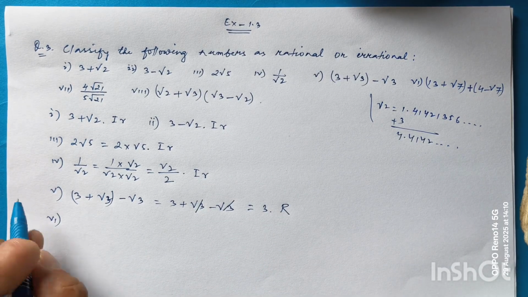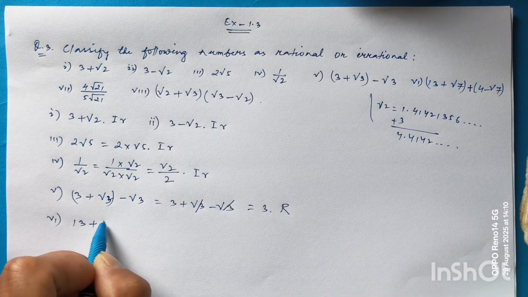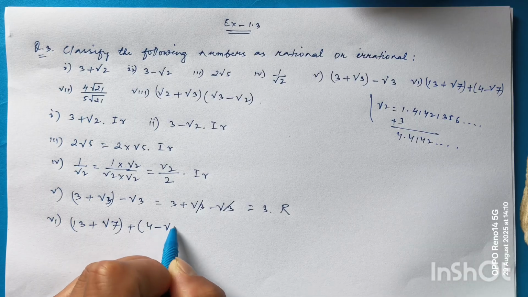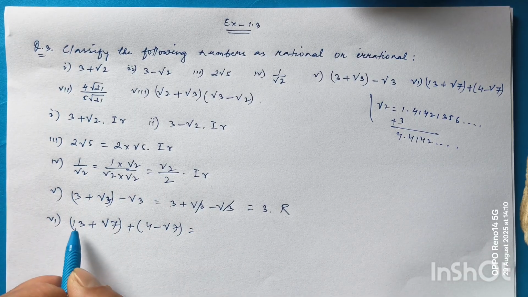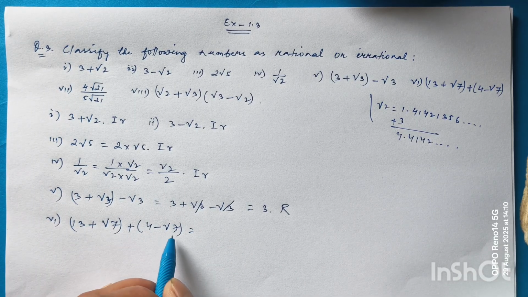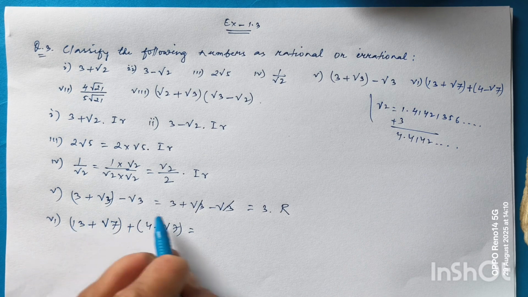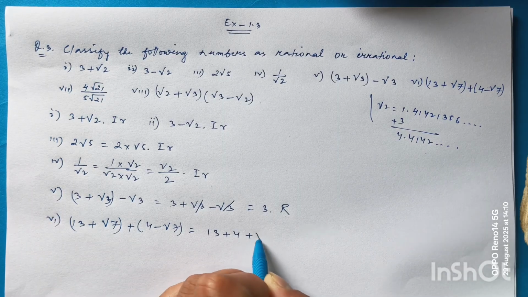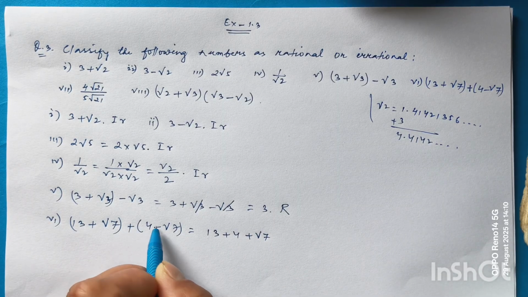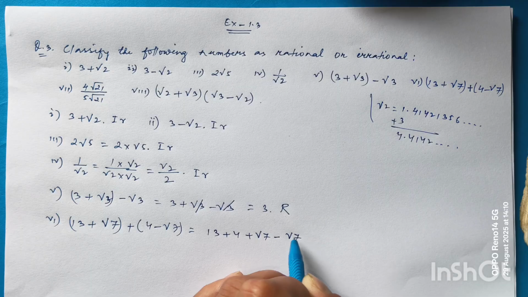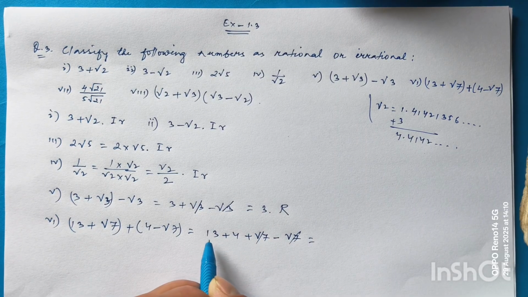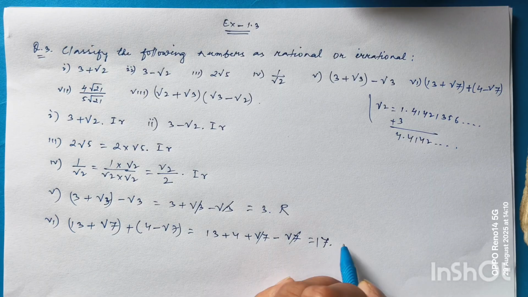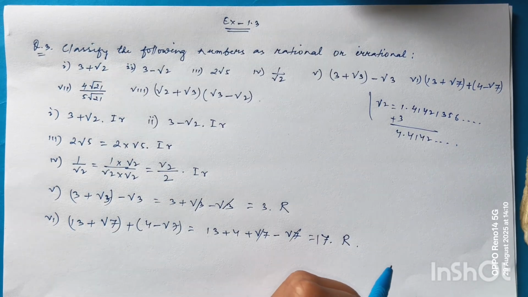And Roman number 6, 13 plus root 7 into plus 4 minus root 7. Now, rational, let's combine. Irrational, let's combine. It is like I'm combining. Here 13 plus 4 is plus root 7. After the bracket opens, plus minus, minus root 7. Plus and minus cancel. We know that 13 plus 4 equals 17. Is 17 rational or irrational? It is rational. Do you understand?